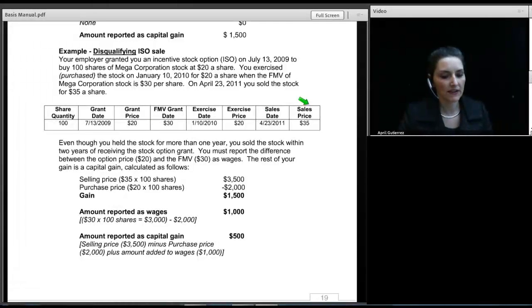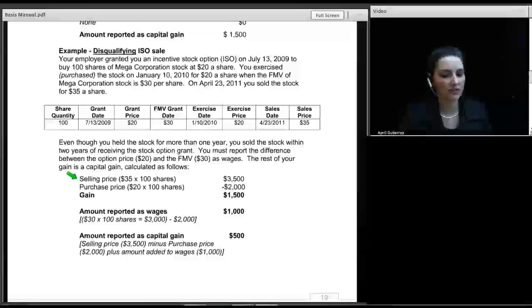So how much do I have as a gain? Well, the selling price is $35 a share. The original purchase price is $20 a share, giving me an overall profit of $1,500.